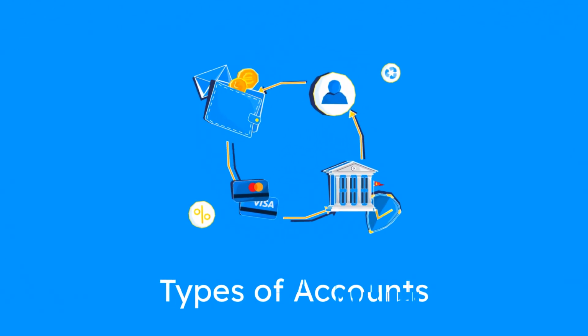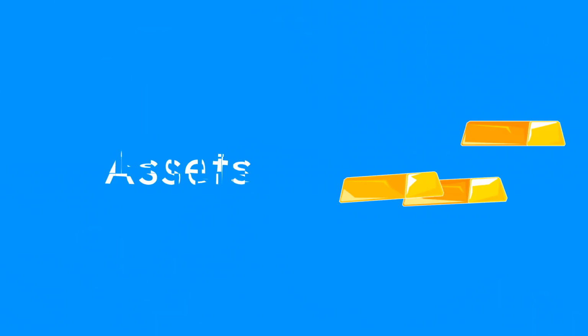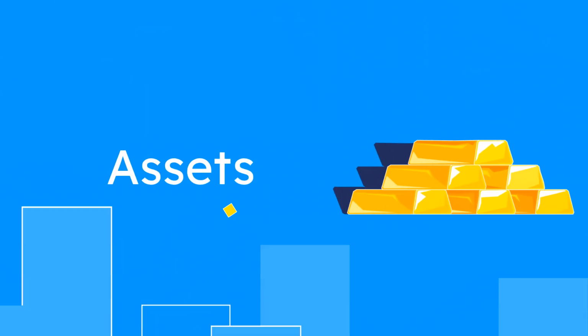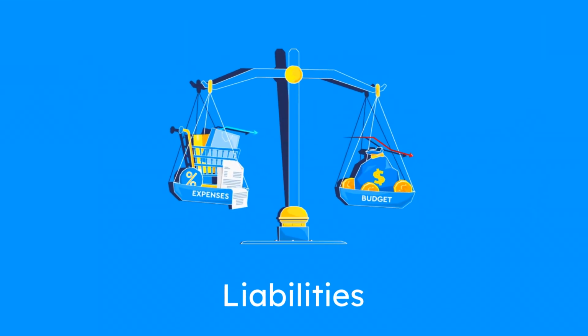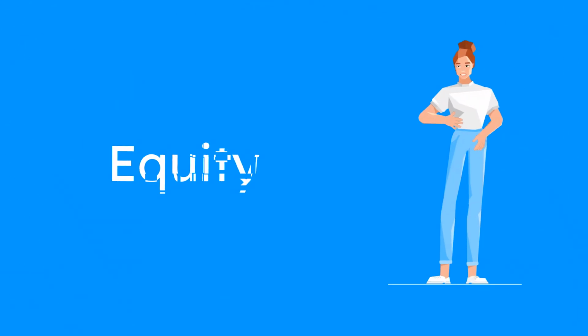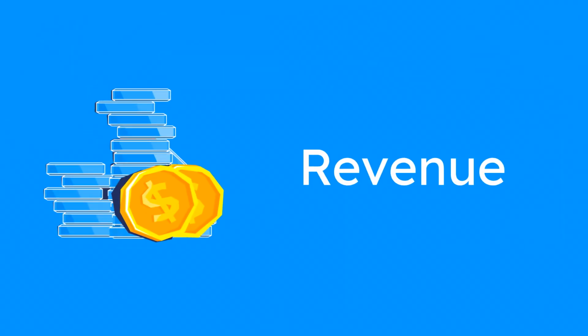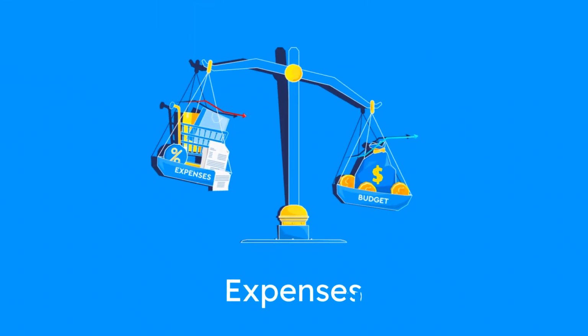Types of accounts in accounting. Assets. Liabilities. Equity. Revenue. Now, let's break these down one by one with examples.